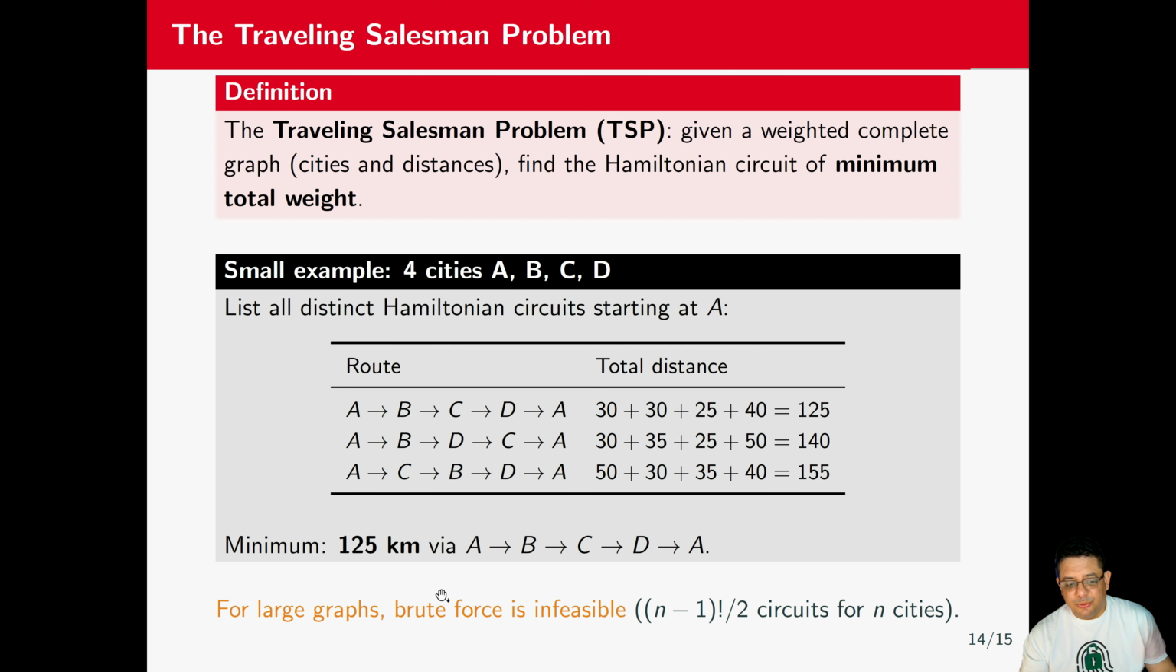If we want to try this for a large graph, this is going to be kind of difficult, because we can have (n minus 1) factorial over 2 circuits for n cities. So this is a lot of possible combinations, and it becomes difficult to make this same type of calculations.